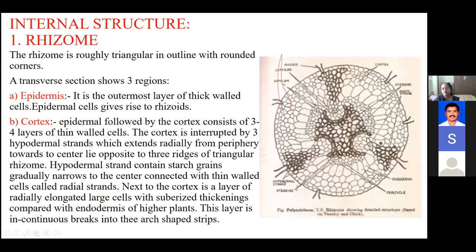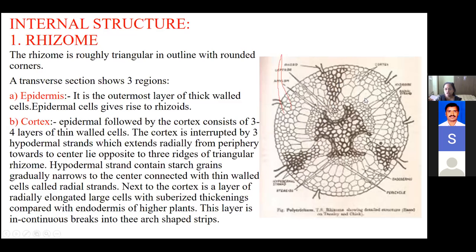From the epidermis to the central cylinder, the number of layers is about 3 to 4 layered. And all these cortical cells, they are thin walled. They are not thick, they are very much thin walled. Now, this cortex, at certain regions, you can see thick regions.